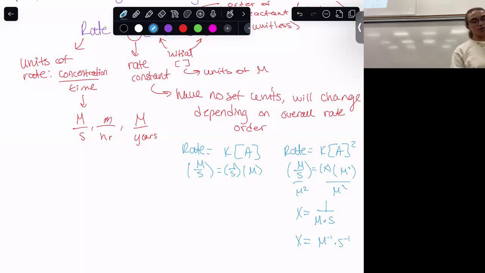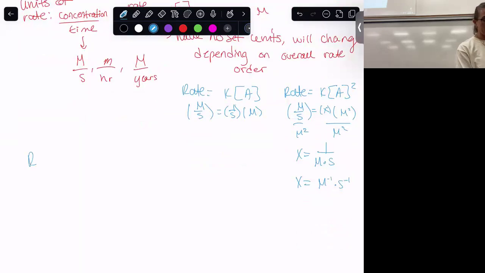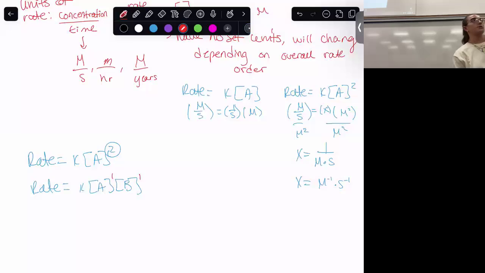And second order could look two different ways, right? This is second order, because you have 2 as your exponent in the first one. You have 1 and 1 as your A and B exponents. So overall, you have a second overall rate order. Respectively, A and B are first order, but together you have a second order reaction.